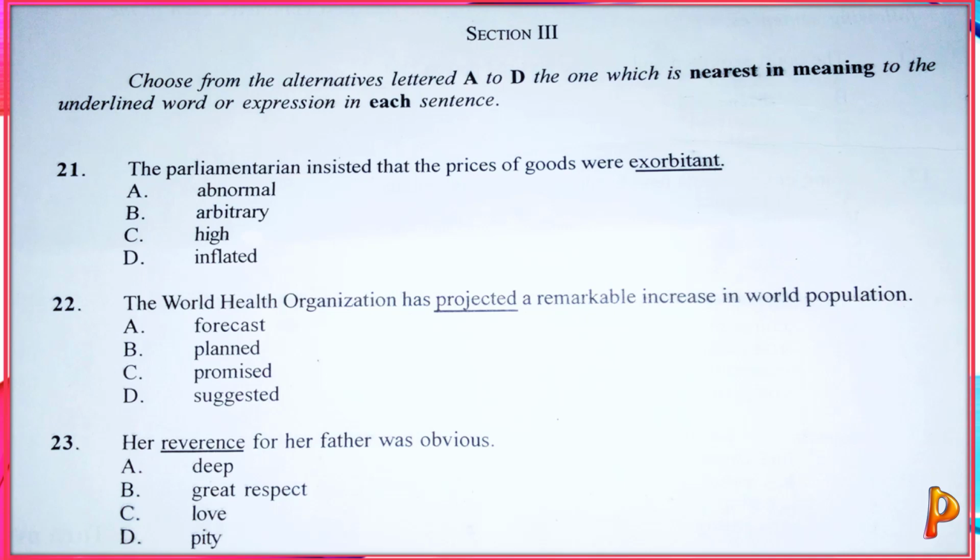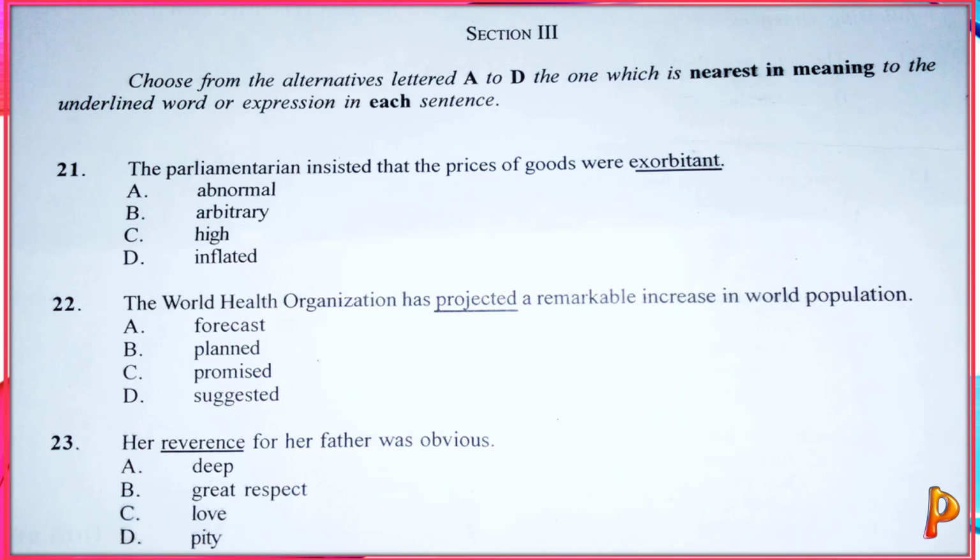Question 22. The World Health Organization has projected a remarkable increase in world population. A. Has forecast a remarkable increase in world population. B. Has planned a remarkable increase in world population. C. Has promised a remarkable increase in world population. D. Has suggested a remarkable increase in world population. The correct answer to this question is answer space A. The World Health Organization has forecast a remarkable increase in world population.